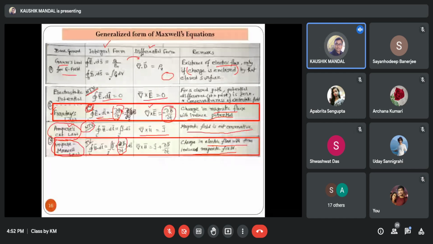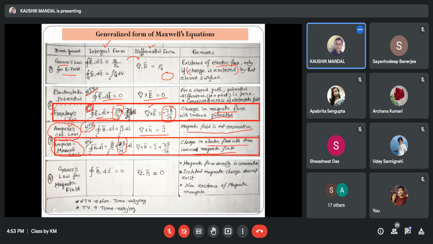This is the Maxwell's first equation that comes from the Gauss's law. Maxwell's second equation comes from the electrostatic potential, that is for the non-time varying field. For the time varying field, we have to consider the Faraday's law. Maxwell's third equation comes from the Ampere circuit law for the non-time varying field. But when we deal with the time varying field, we have to consider the modified version of the Ampere circuit law, that is Ampere's Maxwell's law. And finally, the Maxwell's fourth equation basically comes from the Gauss's law for magnetic field.